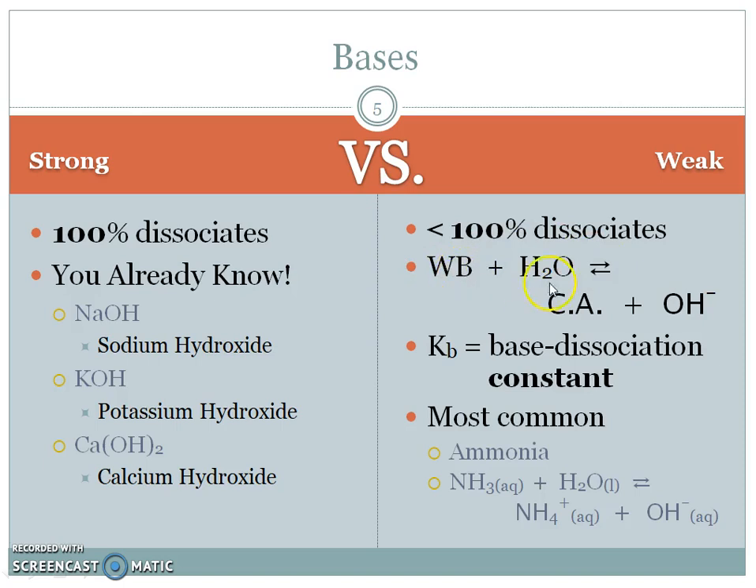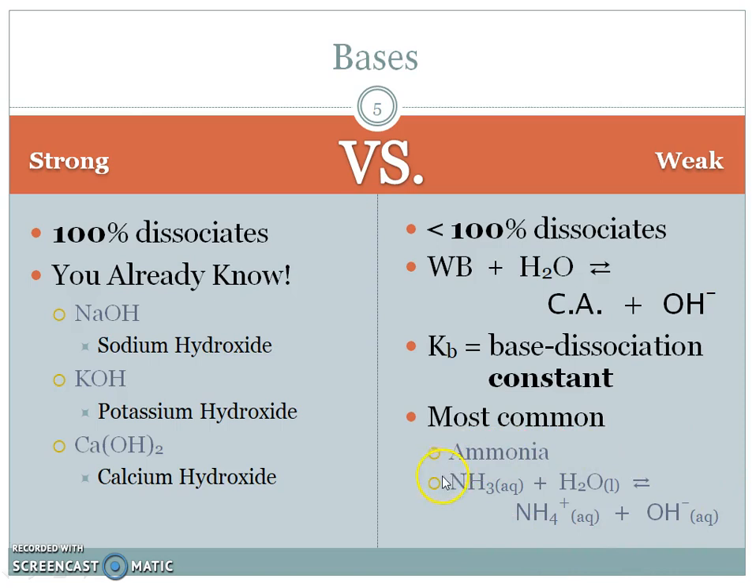So we have this weak base in our water, and now we have that conjugate acid. So we have that base conjugate acid pair, and we have that hydroxide ion in it. So our Kb is the same as Ka. It's the base dissociation constant, and this is an equation that you want to make sure that you have memorized.